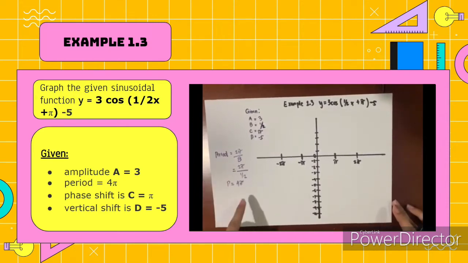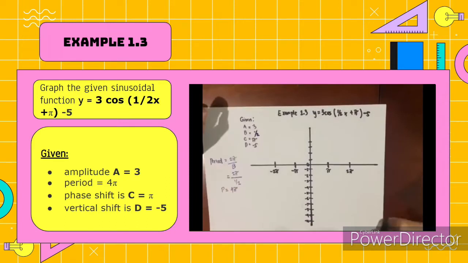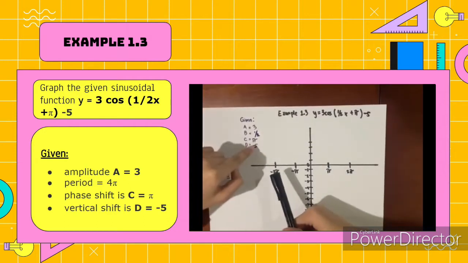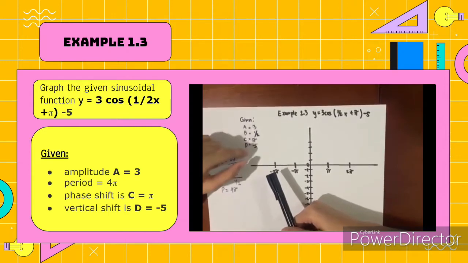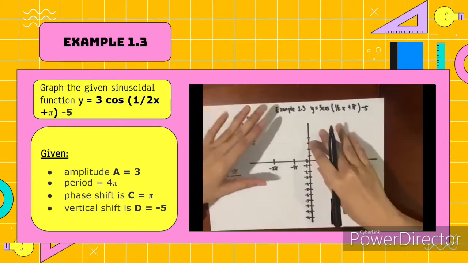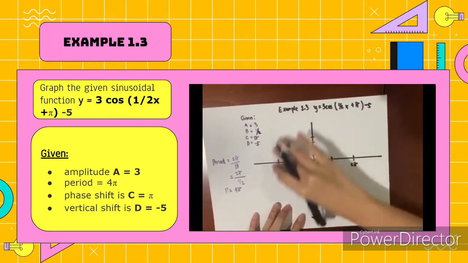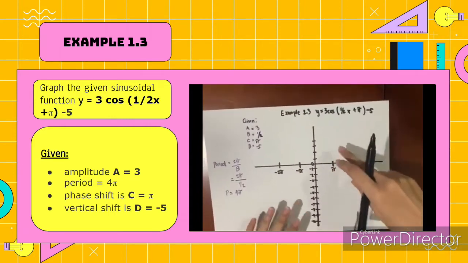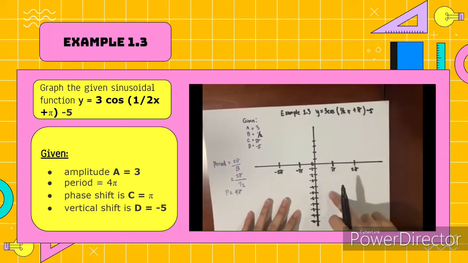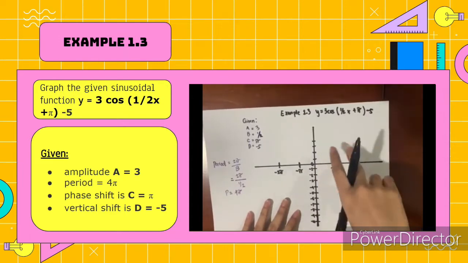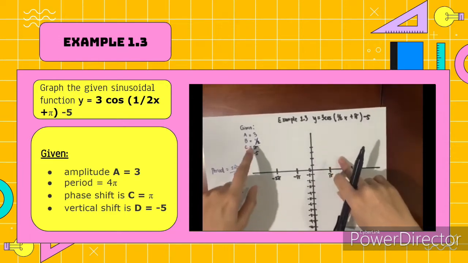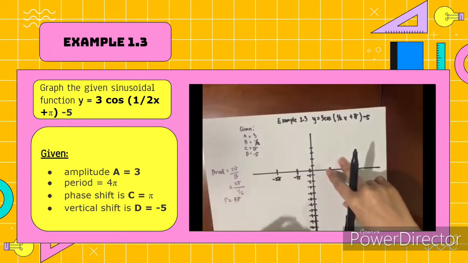So, 2 pi times 2 is equal to 4 pi. Bago tayo mag-graph, paano natin malalaman ang starting point ng graph? Since ang phase shift natin ay pi, at ang pi ay positive, meaning, magsisimula tayo dito, to the left. Yung last example ay negative, kaya dito nagsimula yung starting point. Dito naman, sa example 1.3, positive ang phase shift, kaya dito ang starting point.